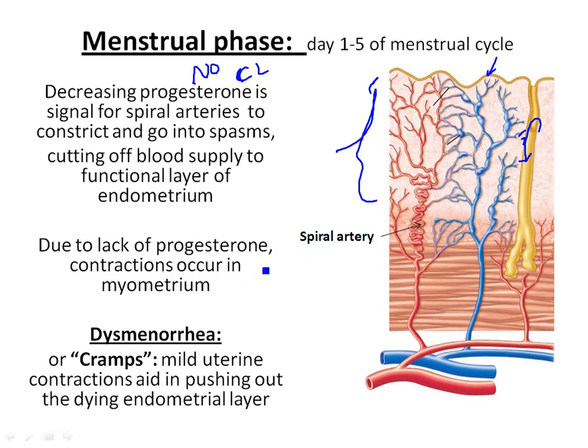You're also going to get cramps, okay? Dysmenorrhea, of course, this means painful menstruation. Some women, of course, refer to this as cramps, and these are actually mild uterine contractions that are helping push out this dead and dying tissue out of the uterus.